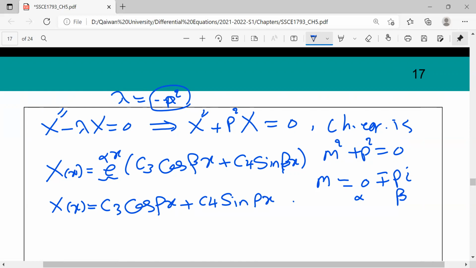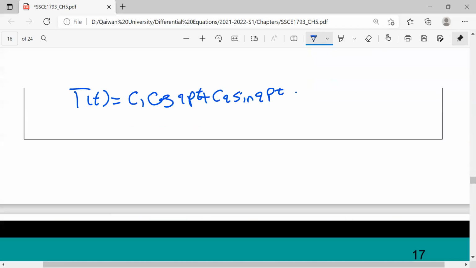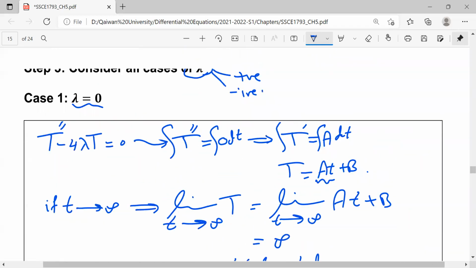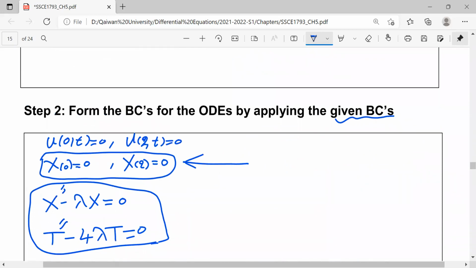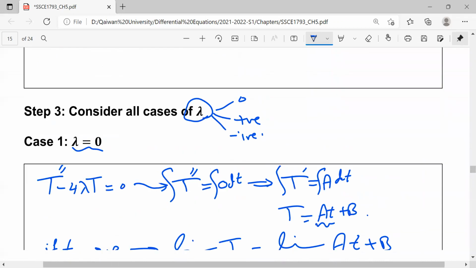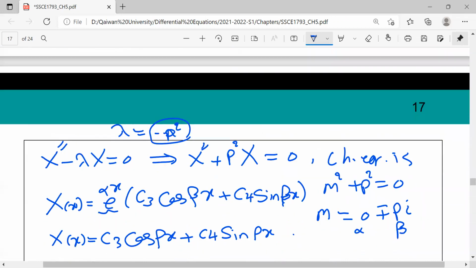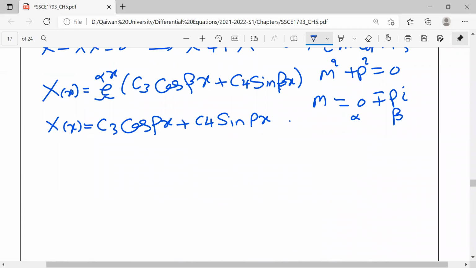Now we have two boundary conditions for this differential equation. The boundary conditions that we found in step 2, let's return to step 2. These are the boundary conditions. We apply these two boundary conditions to find the value of constants, which are C3 and C4. The boundary conditions are X of 0 is 0, and also X of 2 is 0. We have these two boundary conditions.